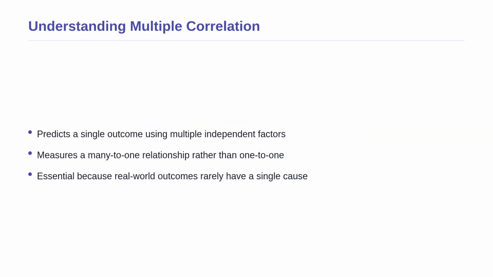Let us start with multiple correlation. Imagine trying to predict how tall a tree will grow. If you only look at sunlight, you miss the whole story. You also need to consider soil quality and water. Multiple correlation is the statistical tool that measures how well a whole group of independent factors works together to predict a single outcome. Instead of looking at one-to-one relationships, it looks at a many-to-one relationship. This is incredibly useful because real-world outcomes are rarely caused by just one single thing.